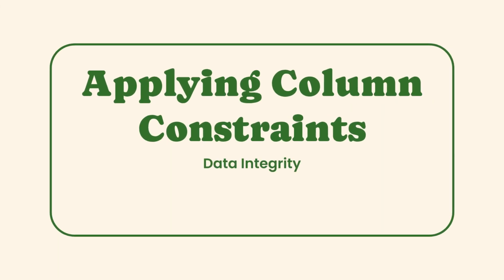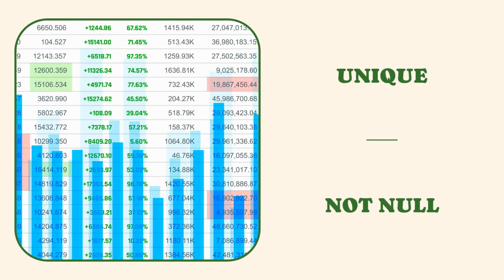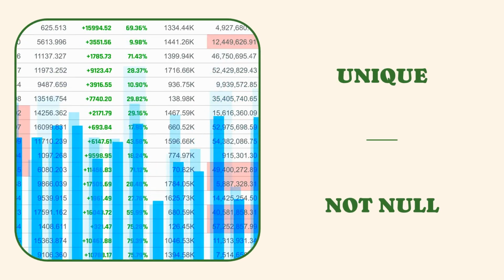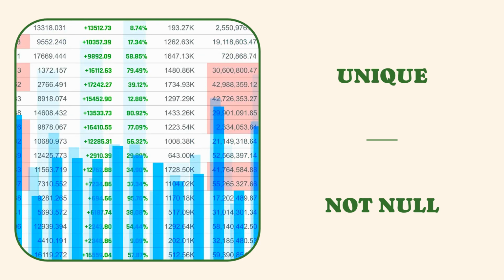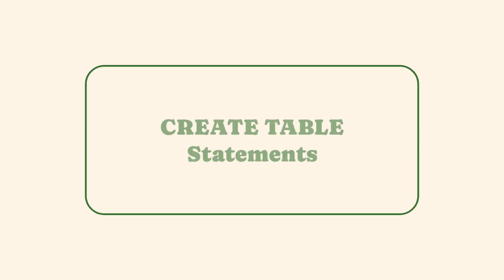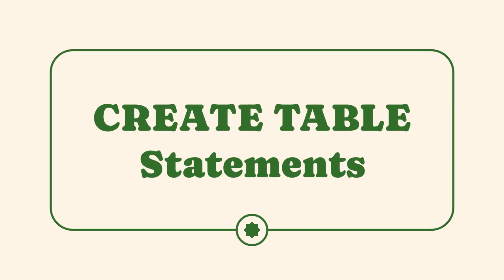To ensure the quality and consistency of data, we apply specific column constraints. We use unique for attributes that must be distinct, not null for required fields, and primary key to uniquely identify each record. With attributes and constraints defined, we can proceed to generate the actual SQL code.